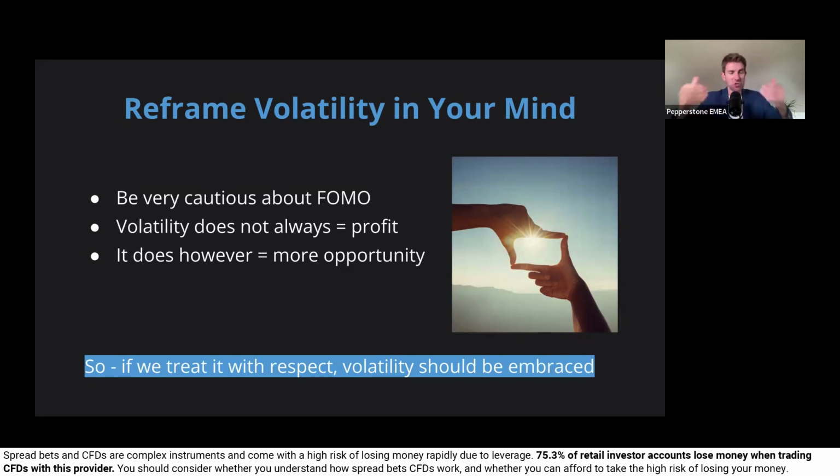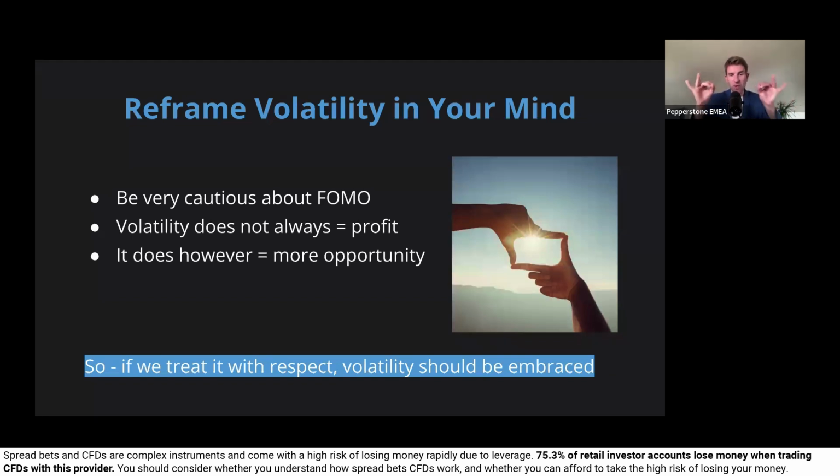And then coming to the screen, seeing action, your mind's already calibrated to kind of normal conditions, so to speak. You see the extreme conditions, you see the fast markets, and you see an opportunity, you jump in. You get stopped. Before you know it, you can hit a daily loss limit, or you can do some damage to your account. We don't want to do that. Volatility does not always equal profit. Volatility does, however, equal more opportunity.